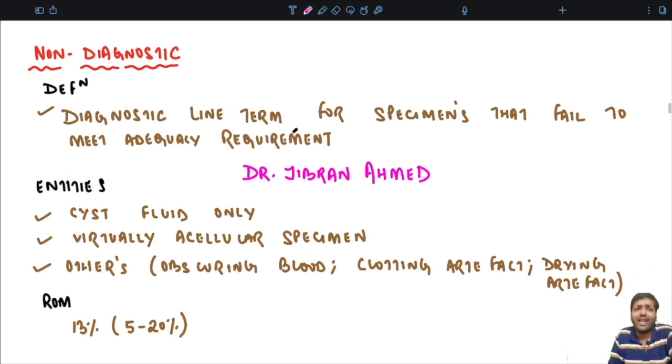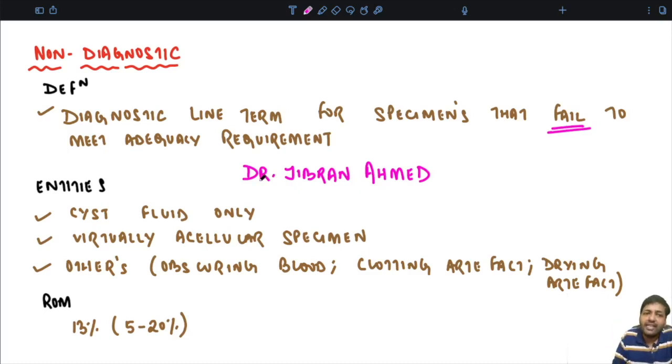Number 1, non-diagnostic. The definition is the diagnostic line term for specimens that fail to meet the adequacy requirement. Now you must be thinking, what is the adequacy requirement? That requirement has been discussed in detail in the individual topics that I have already taken on the website. So please visit the website or the app, where you can see the adequacy requirement.